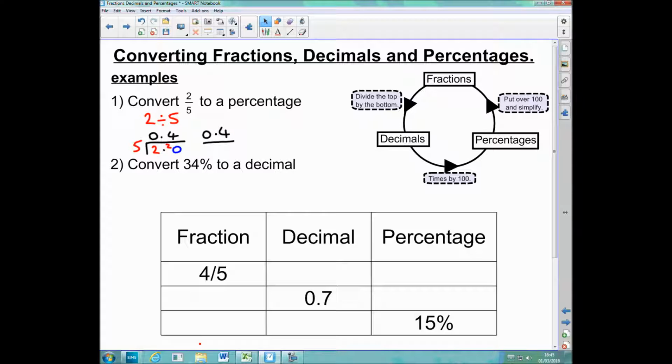Now the question's not asking for me to give it as a decimal, it wants it as a percentage. So if you remember at the very beginning of the video, we changed decimals to percentages, and the method for that was to times by 100. So we're going to do 0.4 times 100, which gives us our percentage, 40%.